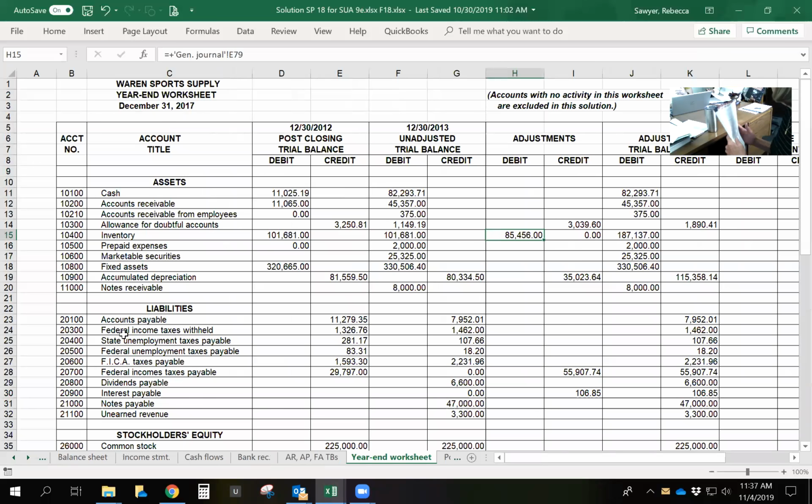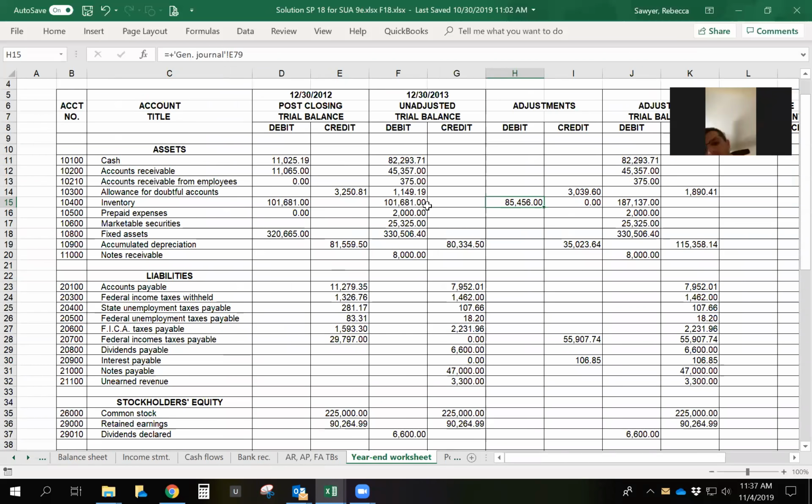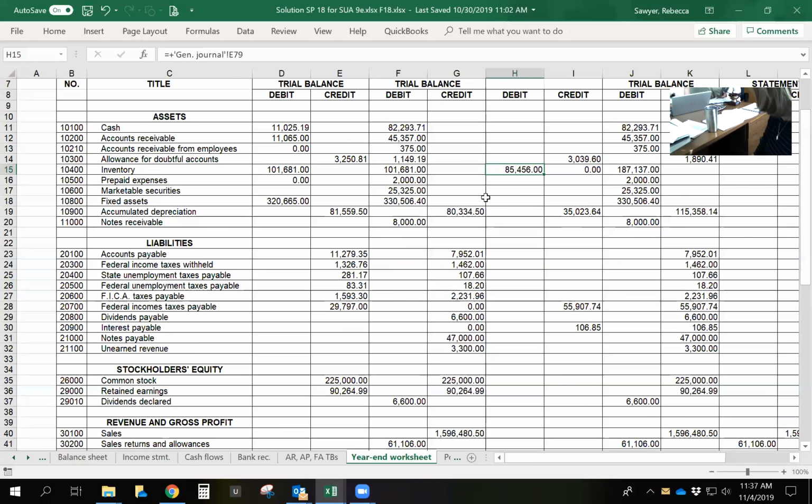So what do you have in your worksheet? That's the best place to be. You look at your worksheet, and on your worksheet it says inventory is 101,681. You've got to get up to 187,137. You've got to debit it 85,456 in your worksheet. I don't really like you putting it there first. You could go to your general journal and do it in your general journal.